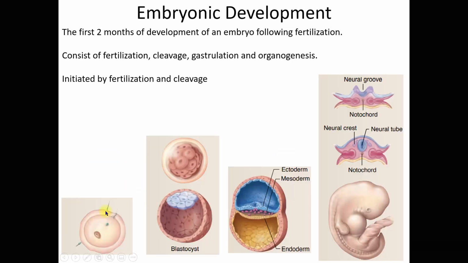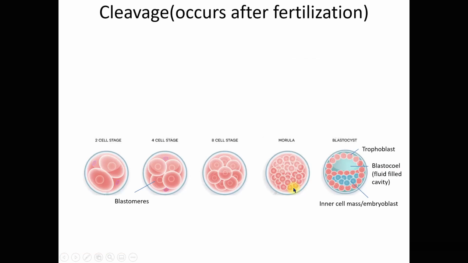Now before that, this diagram here shows you the fertilization process, and then this is the outcome of the cleavage, which is the formation of a blastocyst. And then gastrulation, which is the formation of the 3 germ layers. Then organogenesis, which is the formation of the rudiment organs. Right now let's focus on cleavage, which occurs immediately after fertilization.